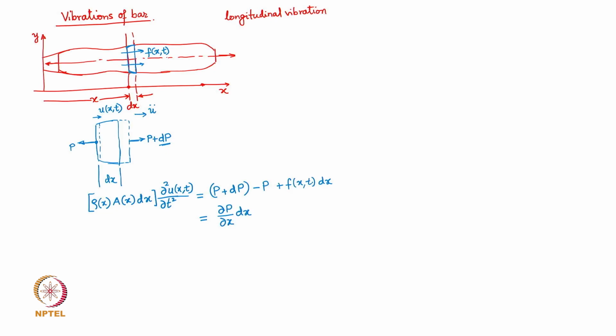So higher orders are all neglected here. The second order series terms are all neglected, and P cancels out, and then we are left with this particular expression, f(x, t) dx. And I will write this as rho, and maybe I can retain this as it is, del squared u by del t squared dx. And now rho(x) A(x).